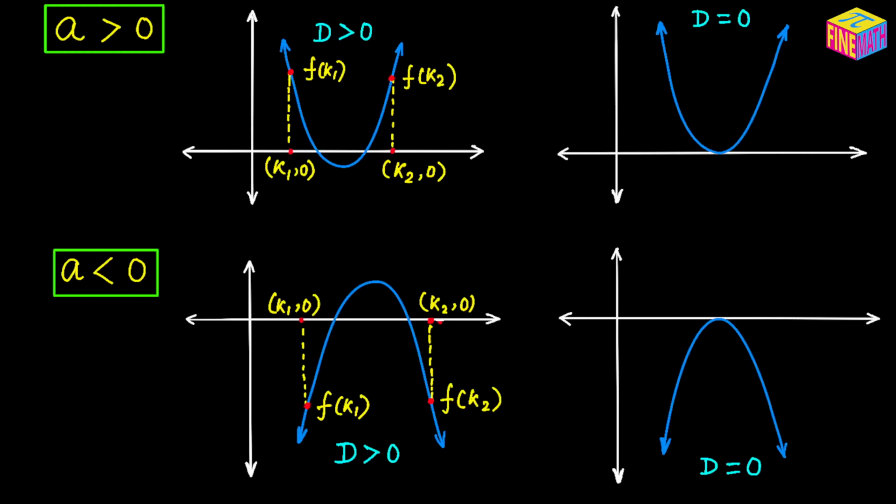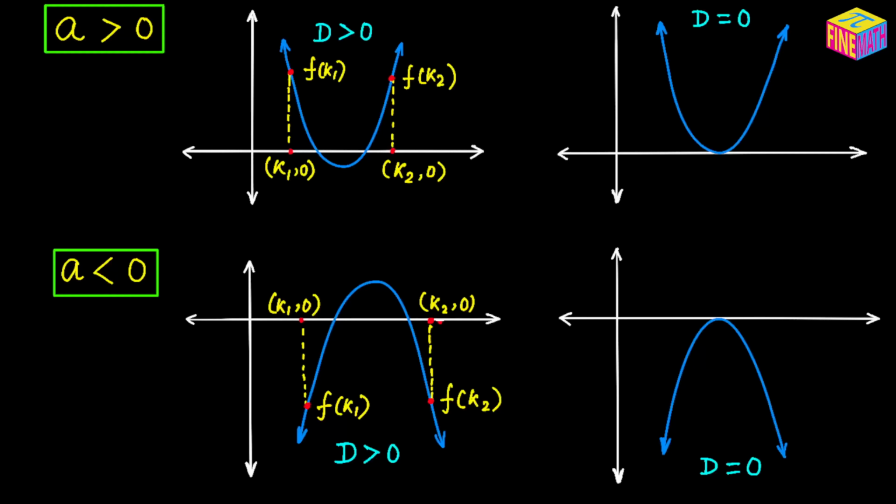In the second diagram, I have plotted the 2 points k sub 1 and k sub 2 on the positive x-axis, and also I have indicated what would be the value of the function at k sub 1 and k sub 2, and that will be f of k sub 1, the value of the function at k sub 1, and f of k sub 2 would be the value of the function at k sub 2.